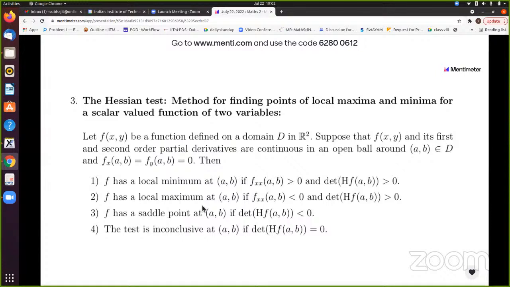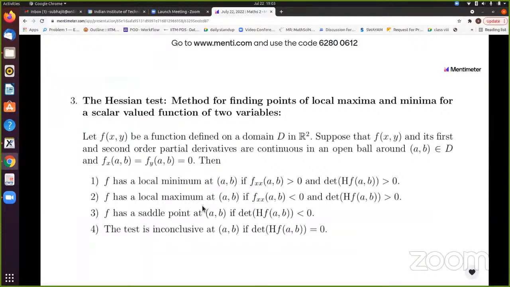What is the hypothesis for this Hessian test? The hypothesis is that the function should be defined and continuous. Not the function, the partial derivatives. The first and second order partial derivatives should be continuous around an open ball around a comma b. So all the first and second order partial derivatives, both. Here, are all the second order derivatives continuous?